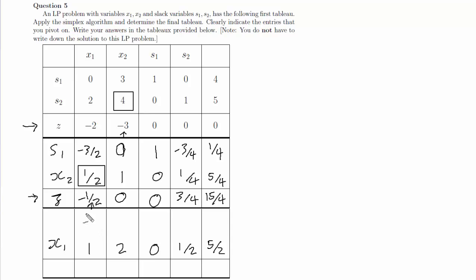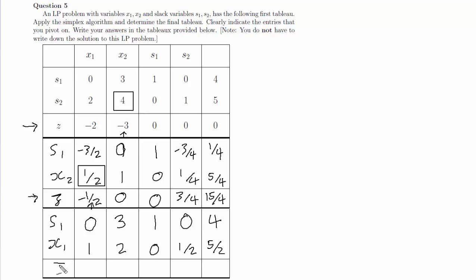Now for the top row, to make this entry 0, we're going to add 3 on 2 copies of this row to this row. So this is still S1, this will be 0. 2 times 3 on 2 is 3, plus 0 is 3. This remains 1. 3 on 2 times a half is 3 on 4. 3 on 4 minus 3 on 4 is 0. This will be 15 on 4, plus 1 on 4 is 16 on 4, which is just 4.